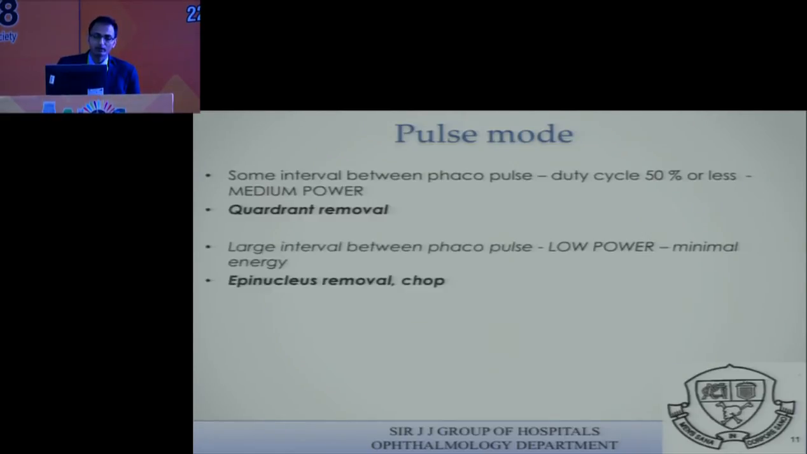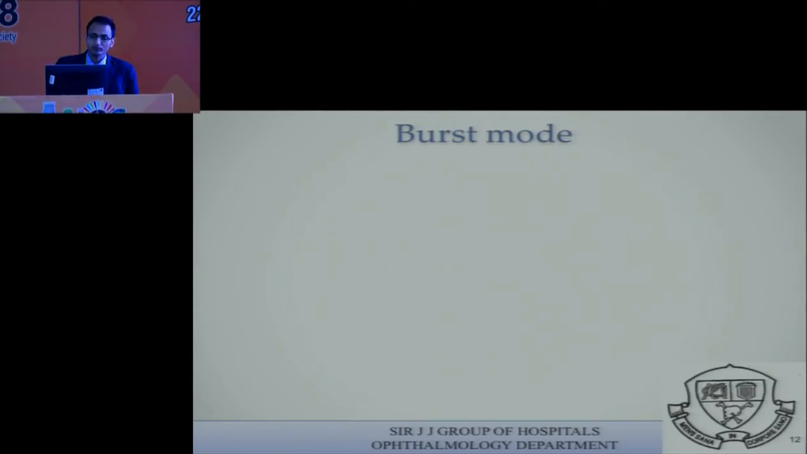And even the low power can be used if you are trying to remove the epinucleus with the Phaco piece itself, then you can do with the low power pulse technology. There is also something called a hyper pulse, which is available in a few machines, and it can be used as a burst mode, especially in the hard cataract, that you can use even for the sculpting nowadays.